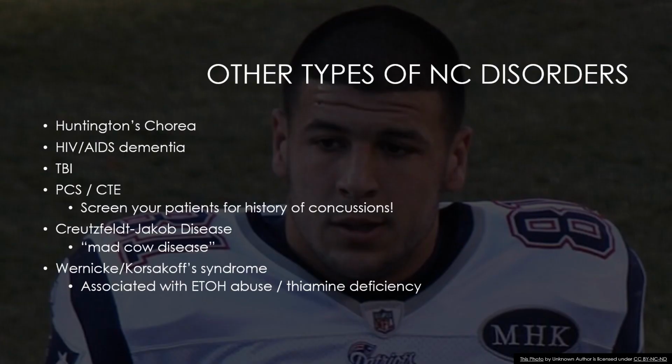And then there are other types of neurocognitive disorders. We have Huntington's chorea, HIV/AIDS dementia, and traumatic brain injury. If you recognize this football player in the back, he ended up developing dementia. He had multiple traumatic brain injuries, so screen your patients for a history of concussions. Creutzfeldt-Jakob disease, or mad cow disease. And something you might see frequently is Wernicke-Korsakoff syndrome, associated with alcohol abuse and thiamine deficiency.